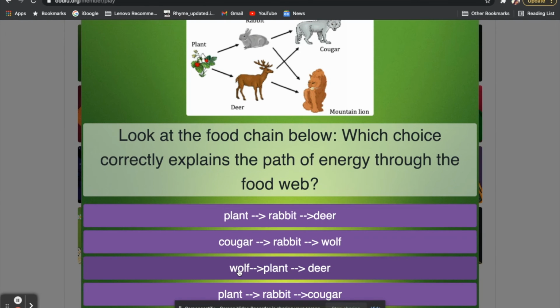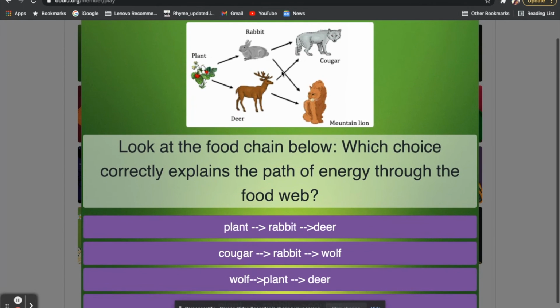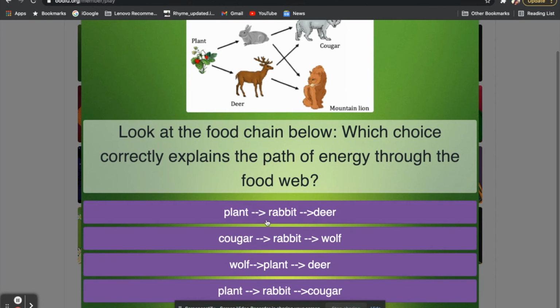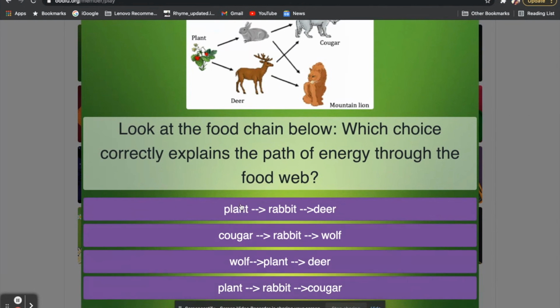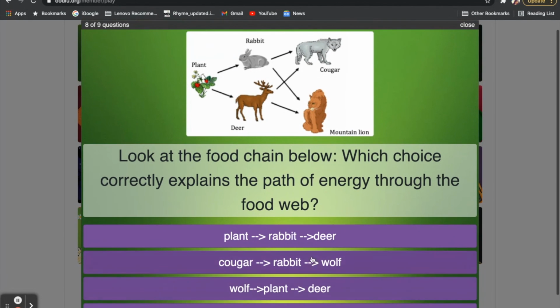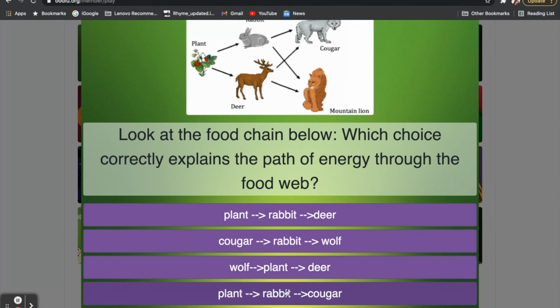Choice number 3 says wolf, plant, deer. We just looked at our food web and we didn't see any wolves on our food chain. So it can't be choice 3. Or is it choice 4? Plant, rabbit, cougar. Share your answer on Edpuzzle now. If you said plant, rabbit, cougar, that is correct. We see our plant is eaten by the rabbit, and the rabbit is eventually eaten by the cougar.